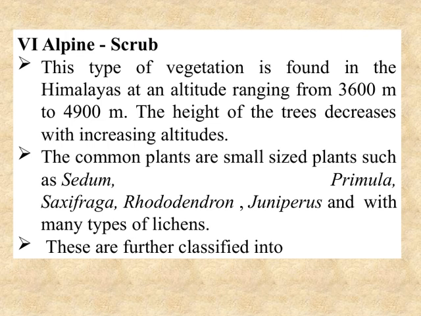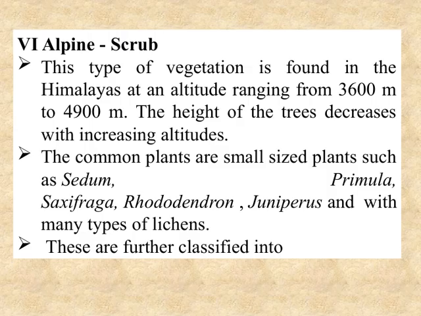In this zone, you'll mainly find small-sized plants such as sedum, primula, saxifraga, and rhododendron, along with juniperus. You'll also see many types of lichens, which are specially adapted to survive in these extreme conditions. These plants are further classified based on their growth forms and adaptations to the environment.